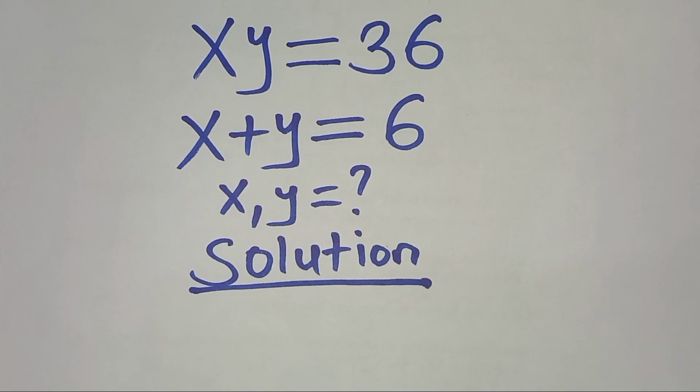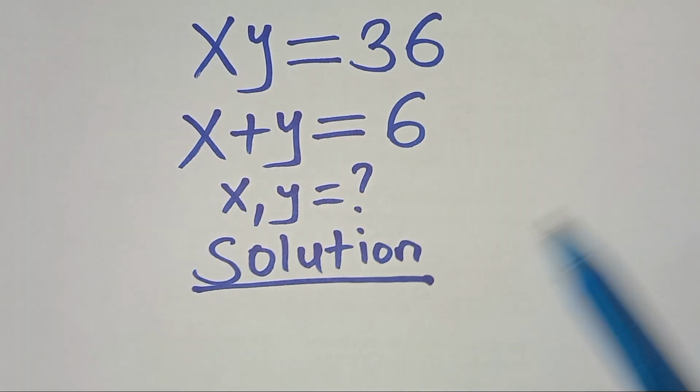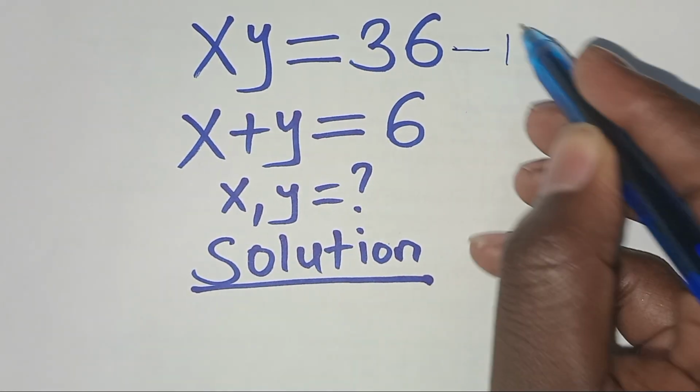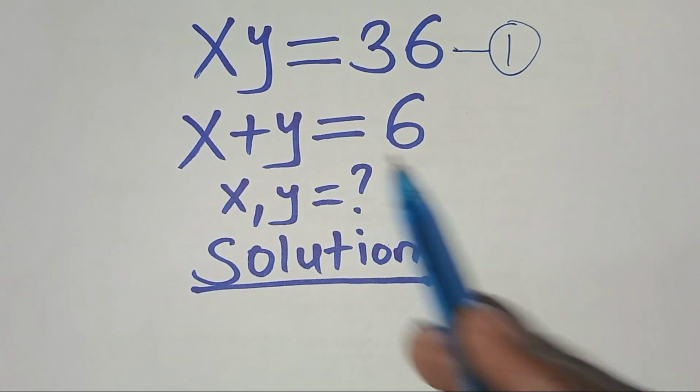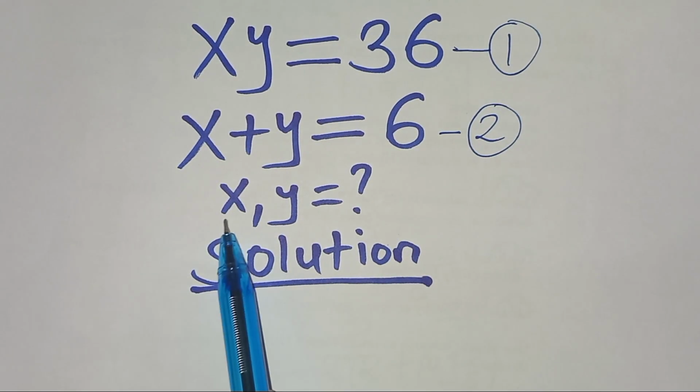Hello everyone, welcome to Provide a Solution. Given this nice algebra problem, x multiplied by y is equal to 36. I can call this equation 1. x plus y is equal to 6. We can call this equation 2. So what is the value of x and y?